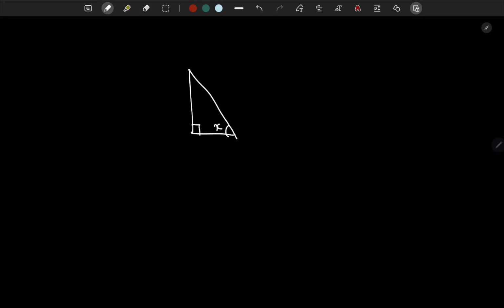So now you need to know the three sides of the triangle. Opposite to the angle X is the side called opposite. The side adjacent to the angle X, adjacent meaning that it is next to it, is the adjacent side, and this is the hypotenuse, which is across, opposite to the 90 degrees angle.